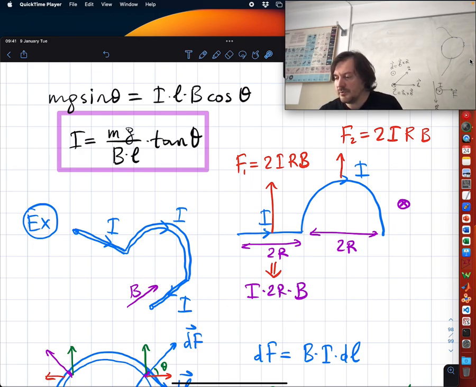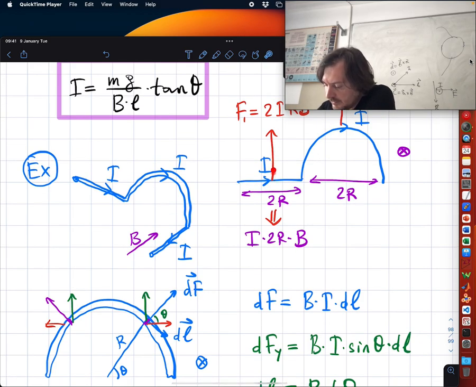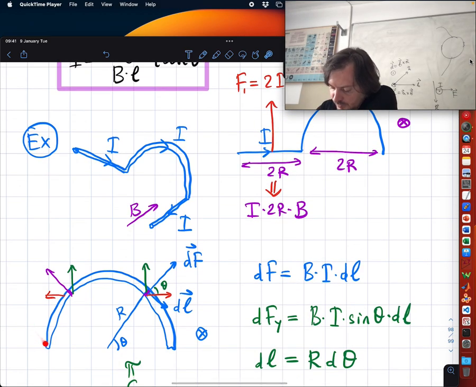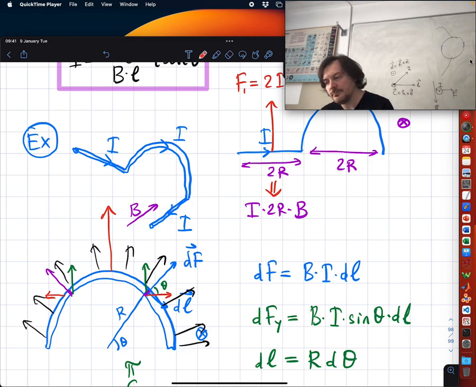So what's your concern? F1 is upward, F2 is like out of the... no. Look, F1 was up, right? But F2 was a combination of all these forces that were pulling up. But when you sum them up, it is a single force pointing up. Okay? Okay, good.